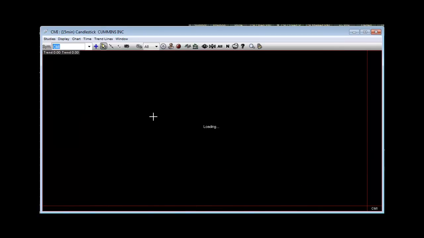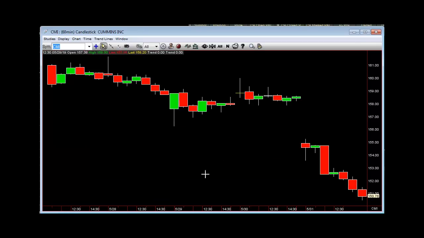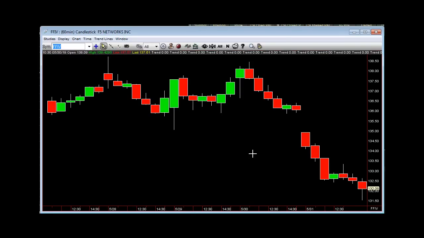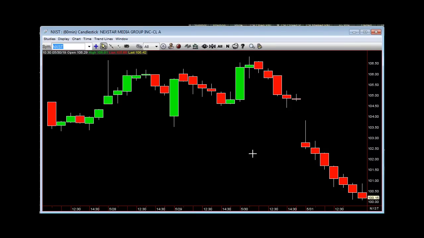Cummins engine. See you right here. You can see this. Inside 60 and down, right? Boom. Hit the Cummins engine. F5. Bleed out, baby. There you go. See what I'm talking about? FTNT, like so, NXST, there was a ton of them. And you stick it to the guys who tried to pick the lows.